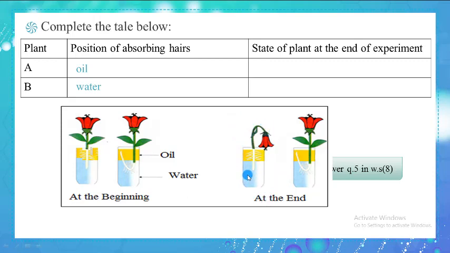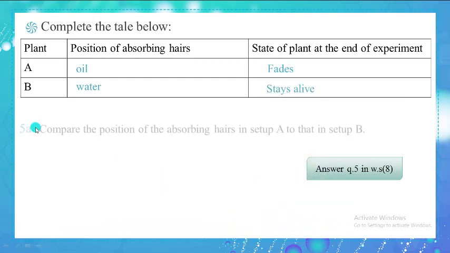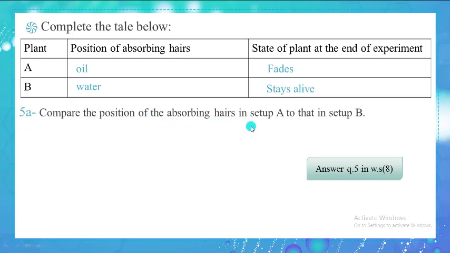What is the state of plant A at the end of the experiment? It fades. What about plant B? What happened to it? Observe it, please. It stays alive. So here, compare the position of the absorbing hairs in setup A to that in setup B.